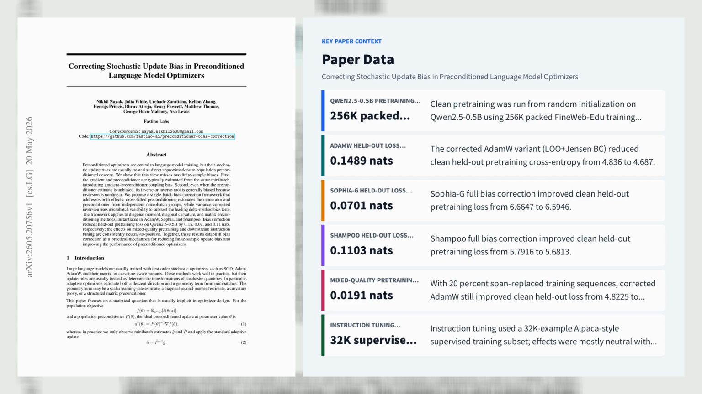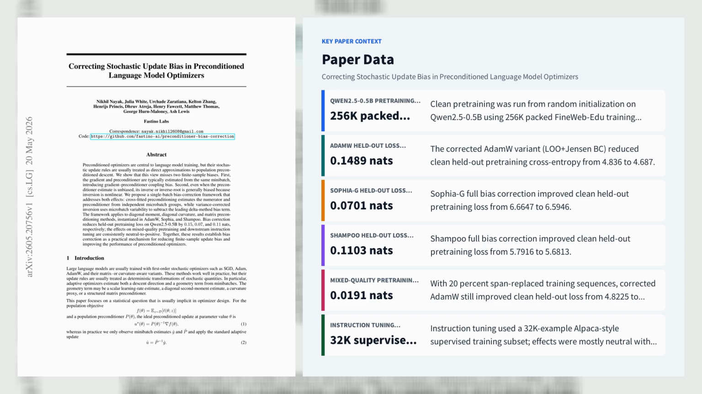5B pre-training over 256 K-packed FineWeb-Edu sequences. The corrected optimizers reduce held-out cross-entropy by 0.1489 nats for AdamW using a leave-one-out plus Jensen variant, 0.0701 nats for Sophia-G, and 0.1103 nats for Shampoo. In a mixed-quality pre-training setup with 20% span-replaced training sequences, AdamW still improves by 0.0191 nats on clean held-out data despite higher training loss, suggesting reduced overfitting to corrupted spans.